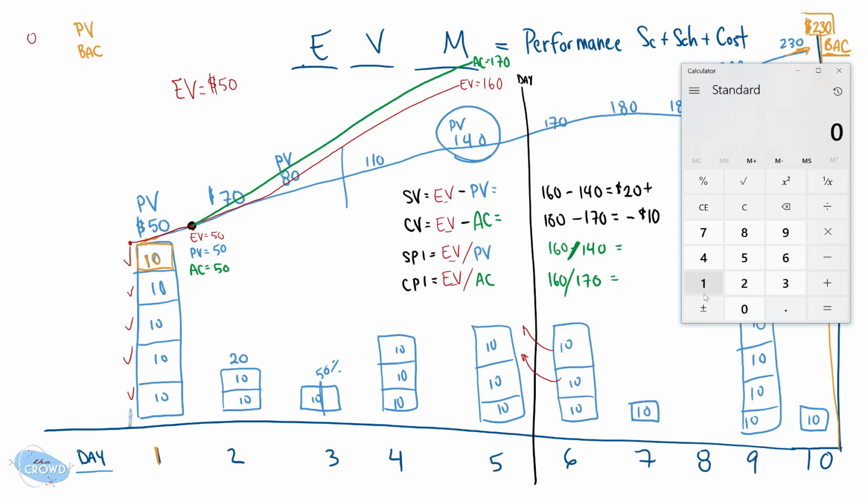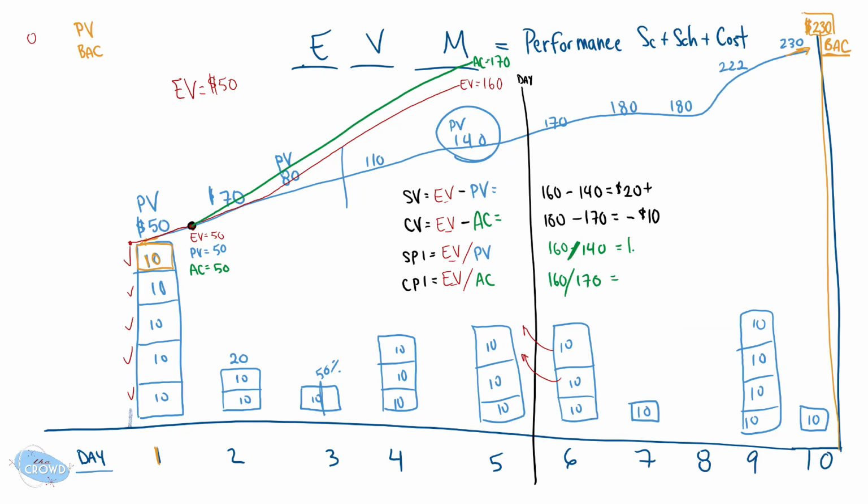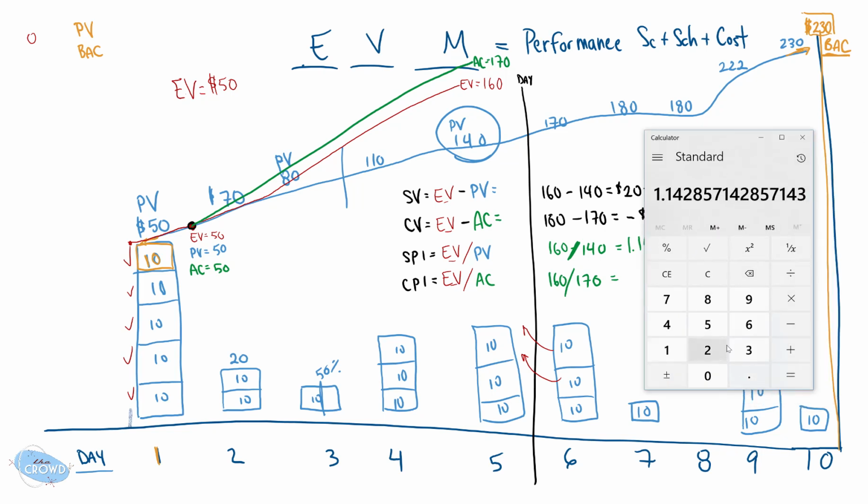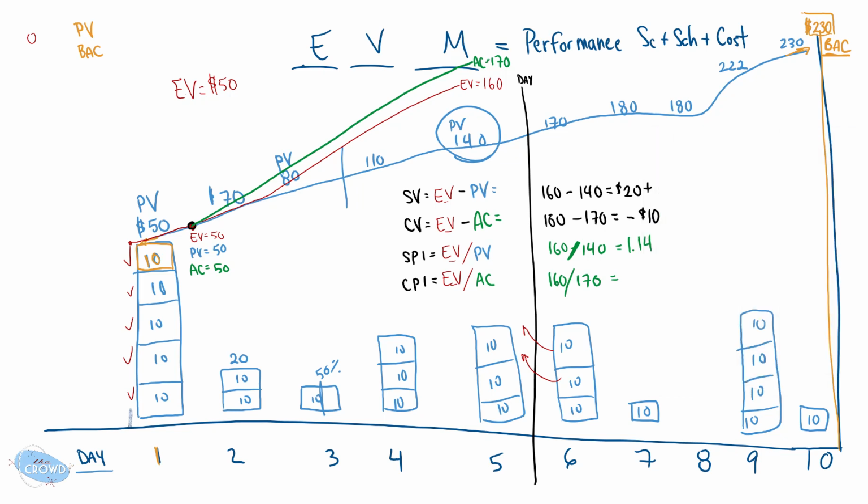Pulling out my calculator because I can't do that off the top of my head. So 160 divided by 140 equals, all right, let's just say 1.14. We'll just round it that far. And then we'll take 160 divided by 170, and that's about 0.94.